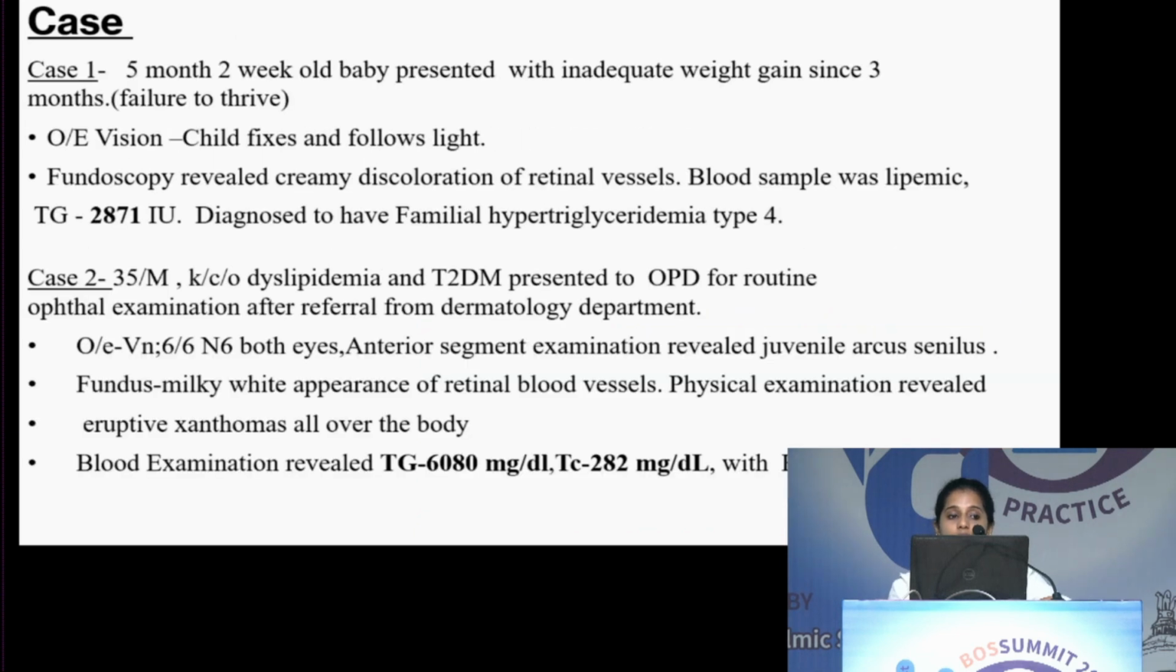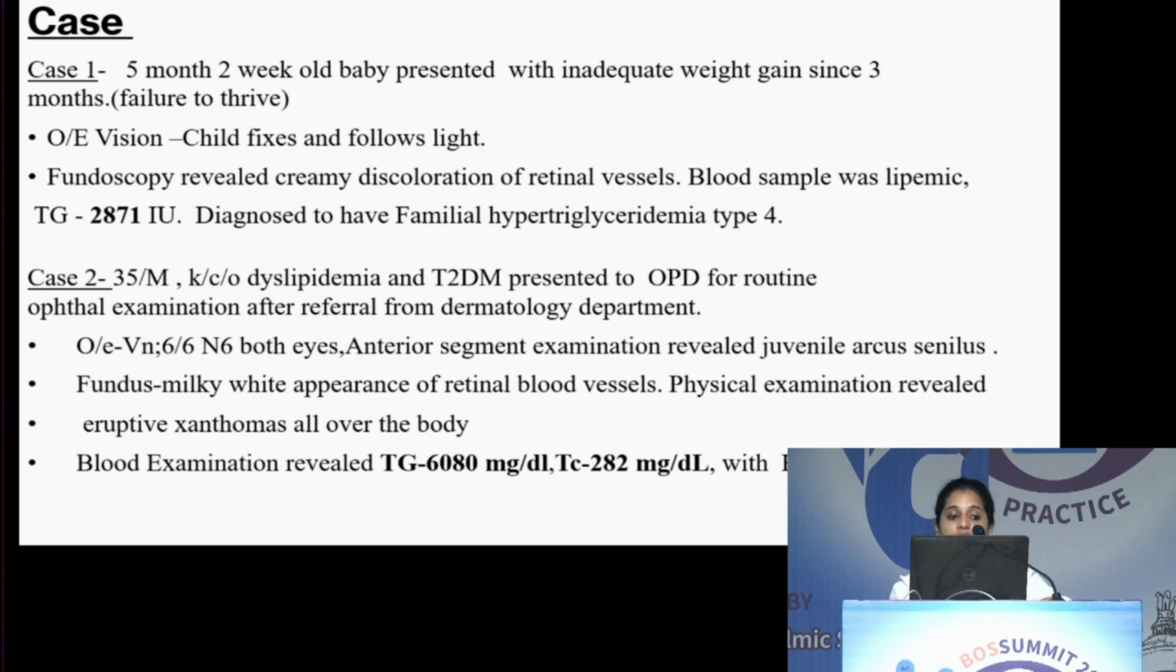The case report. Case 1: a 5-month, 2-week-old baby presented with inadequate weight gain since 3 months. The baby basically presented with failure to thrive. On examination, vision was child fixed and following light. Fundoscopy revealed creamy discoloration of the retinal vessels. Blood sample was lipemic. Triglyceride level was 2,871 international units. Diagnosed to have familial hypertriglyceridemia type 4.